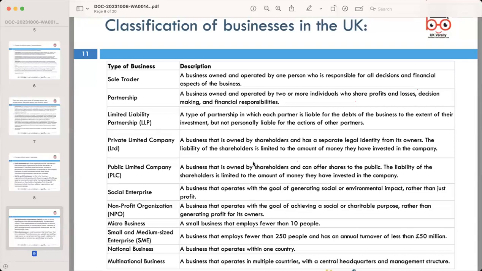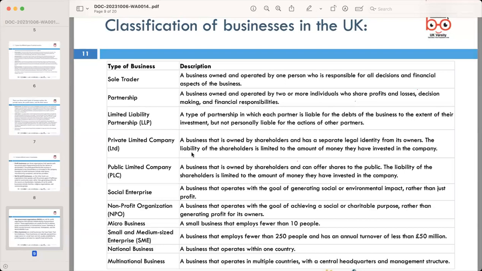Then private limited company, a company owned by shareholders with a separate legal identity from its owners. Shareholders' liability is limited to their investment in the company. Then public limited company, a company owned by shareholders that can offer shares to the public. Shareholders have limited liability.